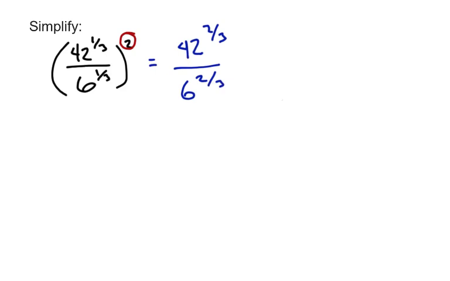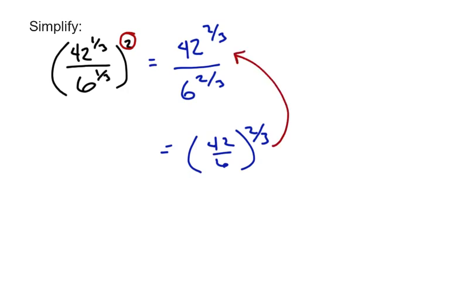Now, this isn't very well simplified, and the thing about properties is that they work in both directions. We just used the power of a quotient property to bring that squared inside to the numerator and the denominator. Now I'm going to undo that as well and take that power out again. So we'll have 42 over 6, all to the 2/3 power. And if you look, aren't these two expressions the same? Make sure that you understand that they are the same, that I can also take a power out of a fraction as well as bring it inside. Because now we can simplify this: 42 divided by 6 is just 7. And this will simplify to 7 to the 2/3 power.